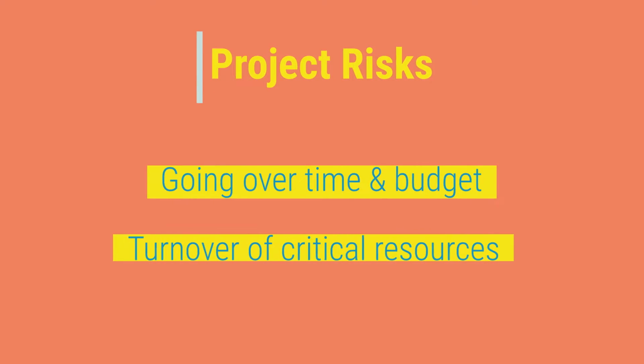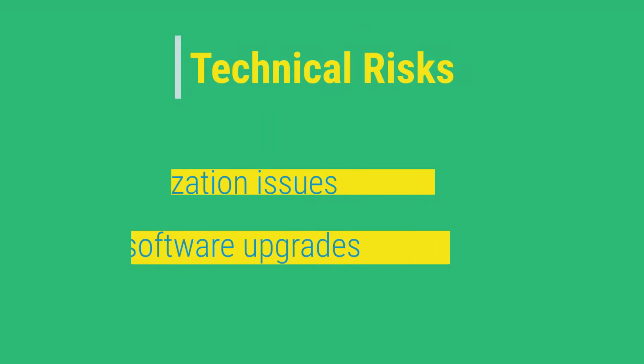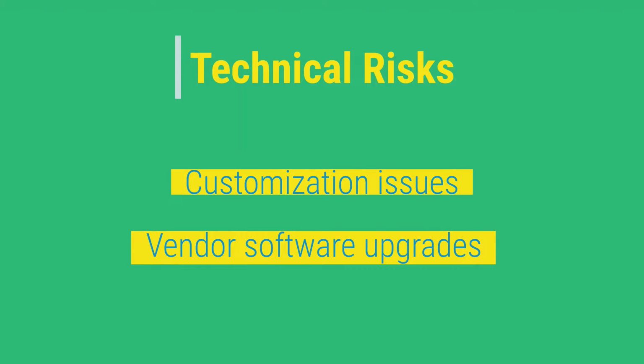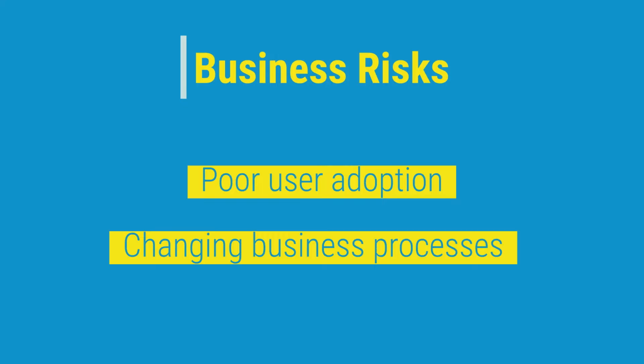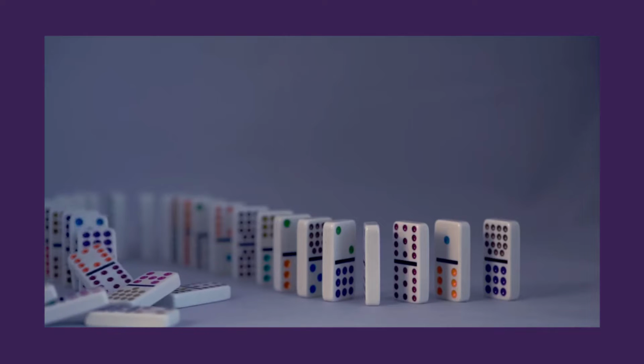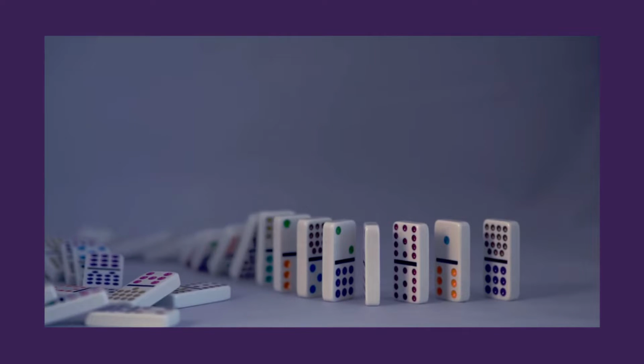Examples of project risk would be going over time and budget, or having a turnover of critical project resources. Examples of technical risk would be issues with customizations or vendor software upgrades. Examples of business risk would be poor user adoption or having a major business process change right before your CRM project is deployed.